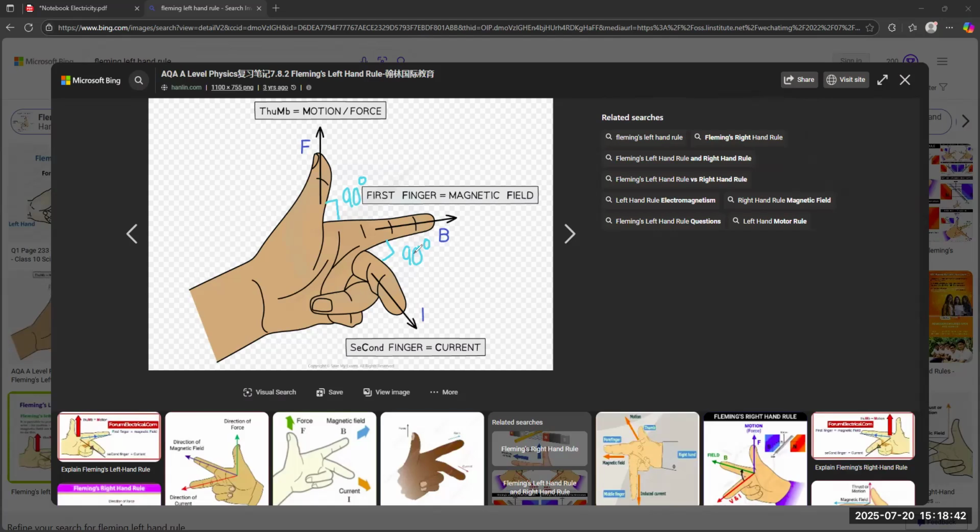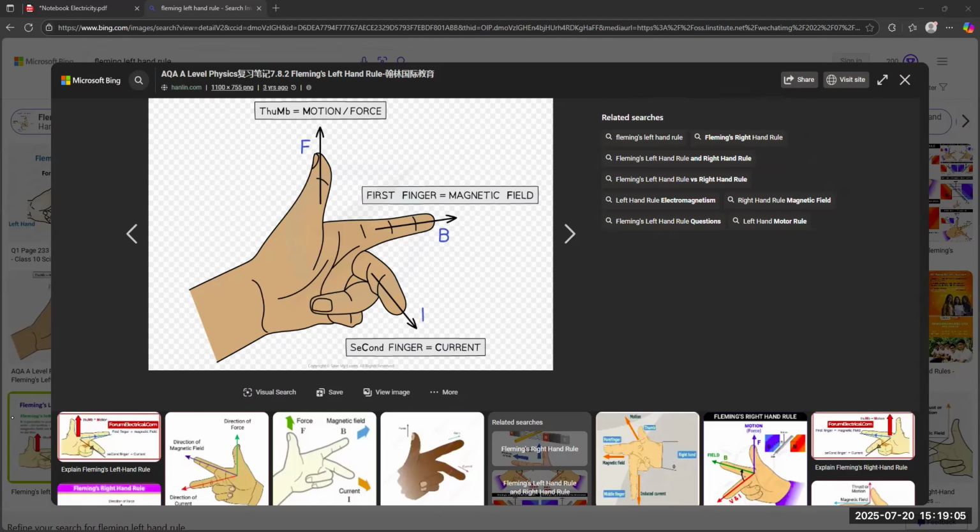So you always need to keep your fingers and thumb in this position, just like the right hand grip rule we discussed. For Fleming's left hand rule, we always need to keep things like this to identify the direction of unknown force with the help of Fleming's left hand rule, right? So this is your orientation.